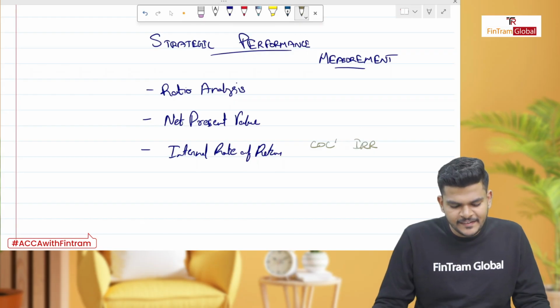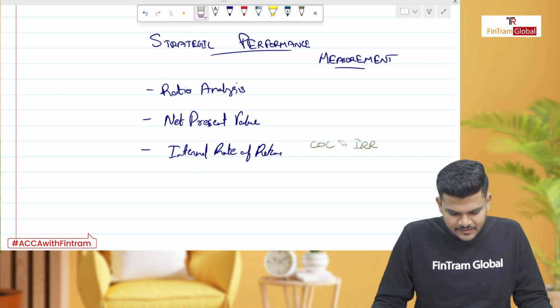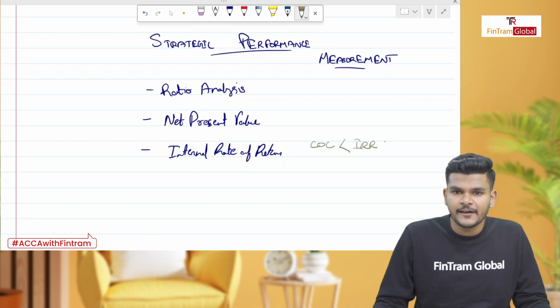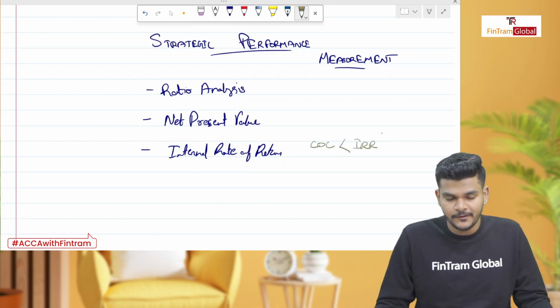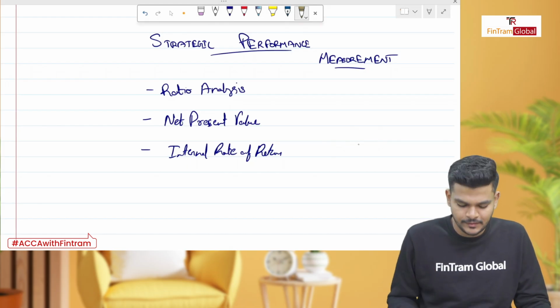Because if it is greater than IRR, that would mean that I'll be getting a negative NPV. And if it's less than IRR, then there will be a positive NPV. Okay, folks. So that's basically the idea. That's how we interpret or use this particular measure.